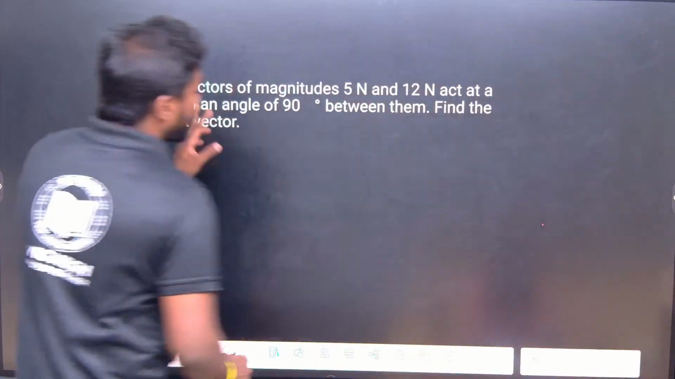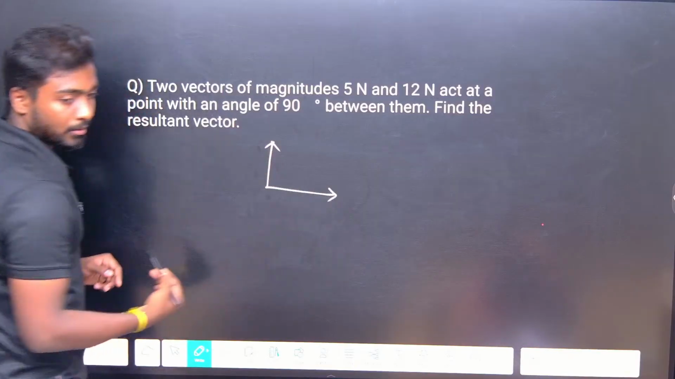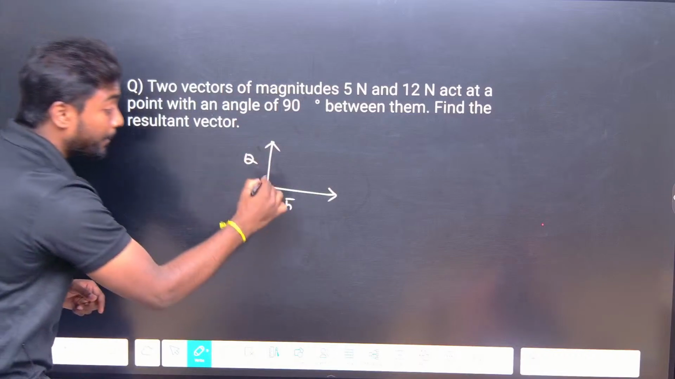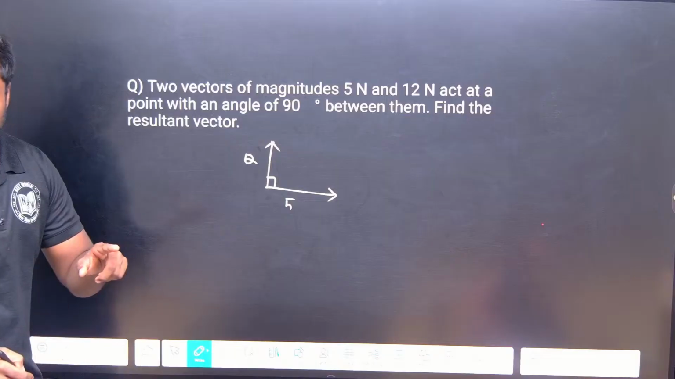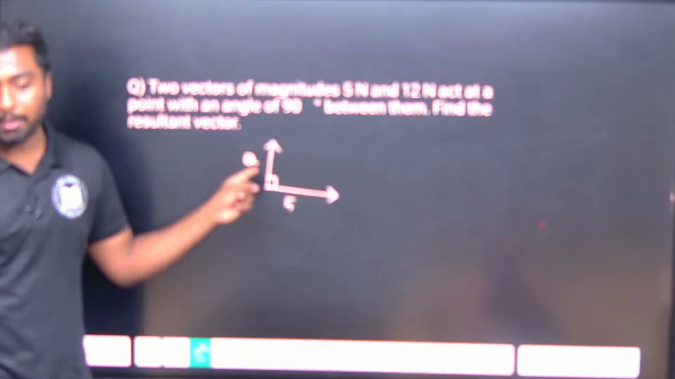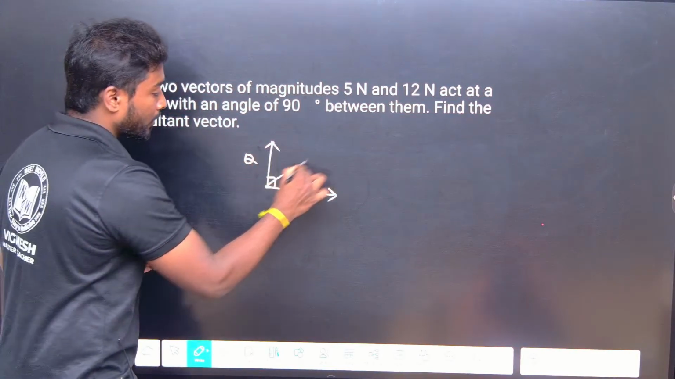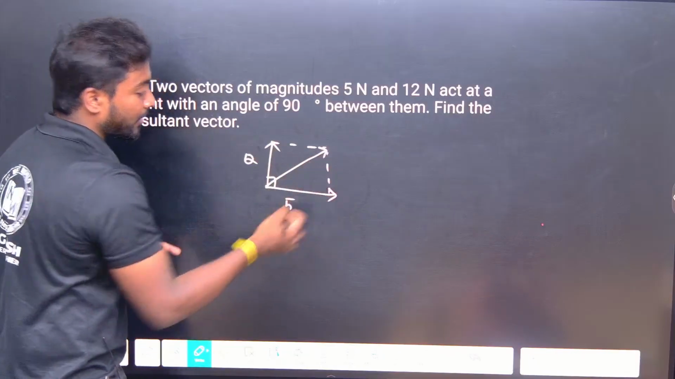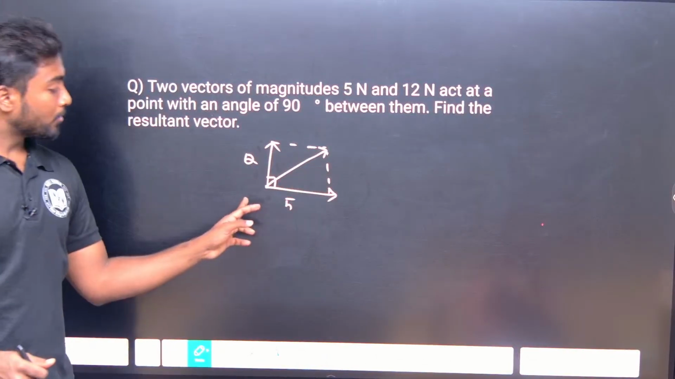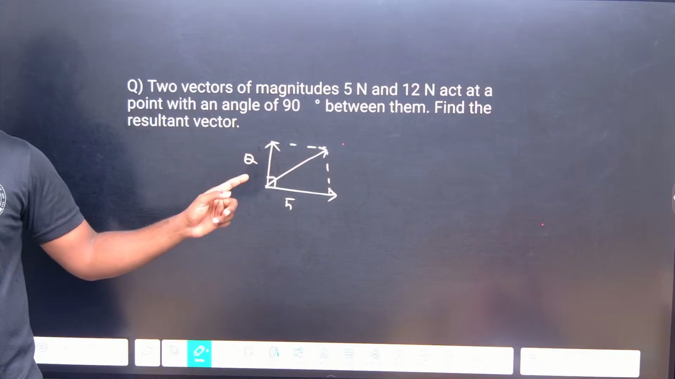So what I should do is, right now, this is my 5 units, this is my 12 units. Angle between them. So both are starting from the same point, parallelogram law. Right now, so this is my resultant. I am extending the parallelogram, parallel lines. Okay, so this is my resultant. Angle theta equals to 90 degree.